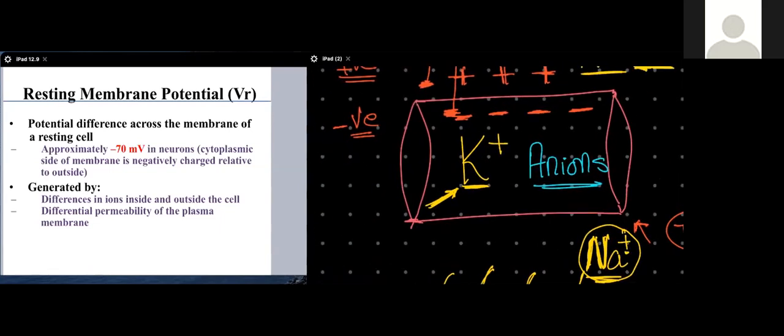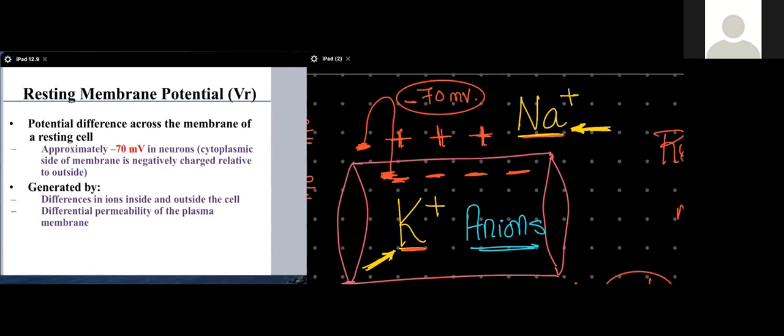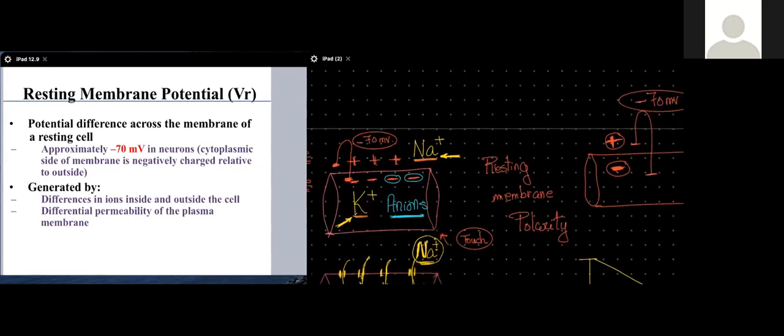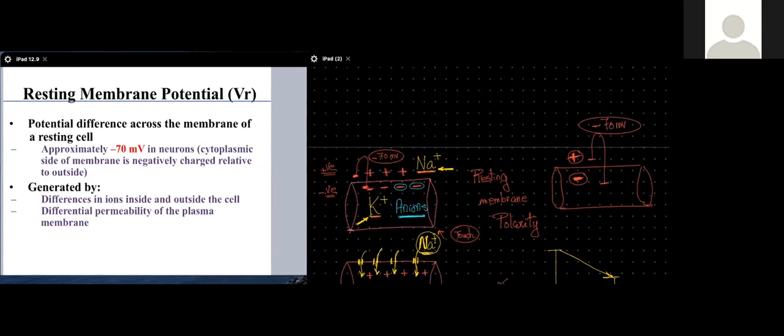All right, so inside you have cations, outside you have cations. But inside has many more anions, more negatively charged ions, compared to the outside. That's why in a resting state, the inside is more negatively charged. So again, what is the value of the resting membrane polarity? If I measure the difference between inside and outside of the cell membrane during rest, what is the RMP here? Resting membrane polarity equals negative 70 millivolts. Exactly.